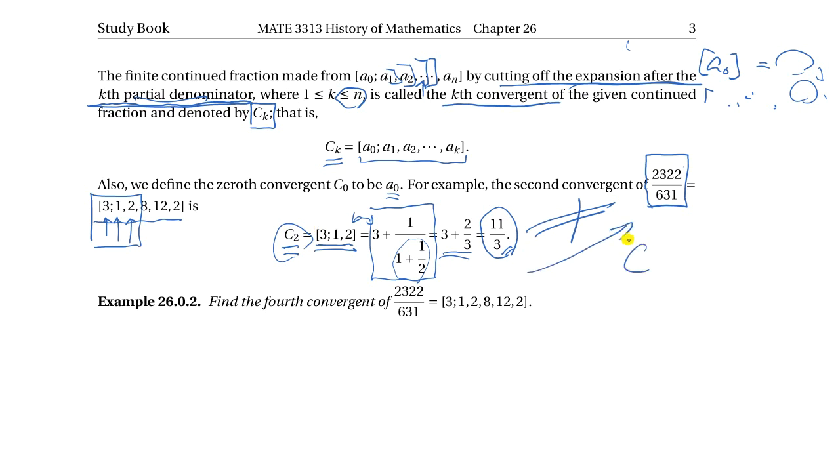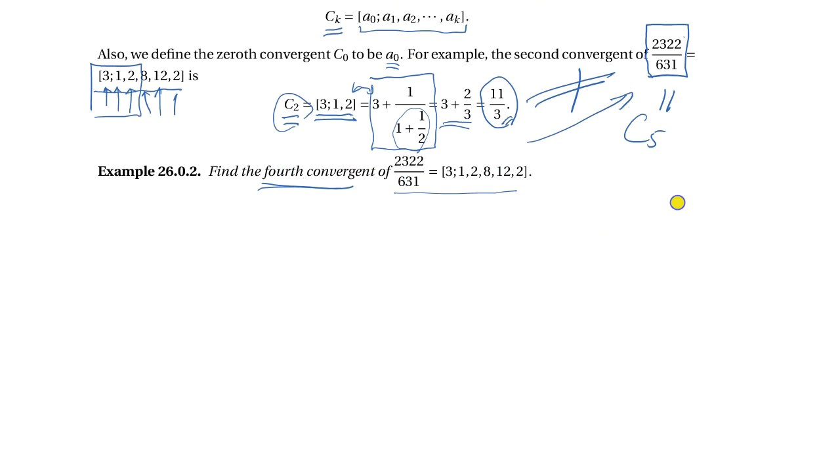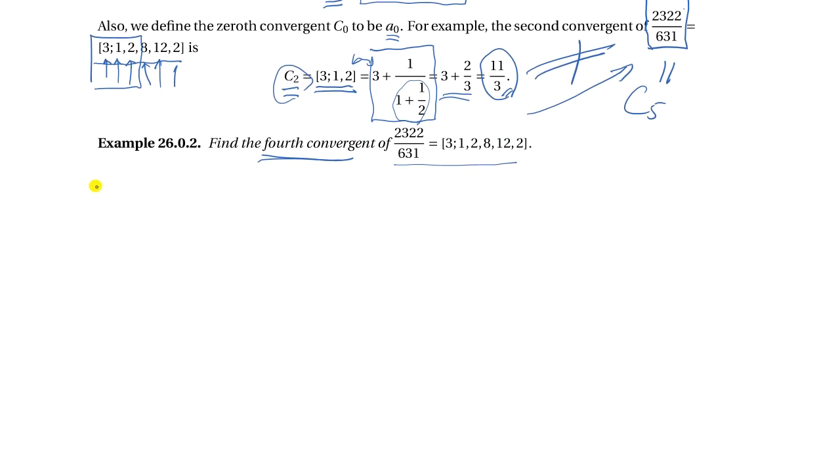So when you get C sub, let's say 3, 4, 5, right? C sub 5 is exactly the same as that one. So let's find the first convergent of that previous number. It's just simple calculation right now. C sub 4 is just 3 semicolon 1, 2, 8, 12, the one just before the actual number. Okay.